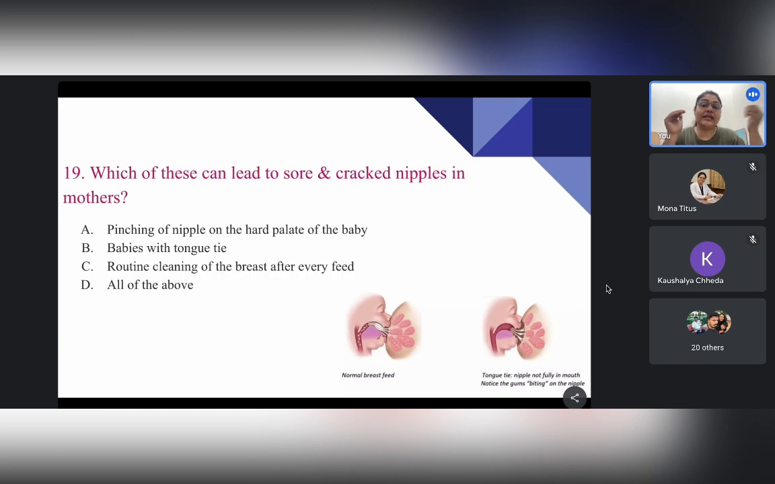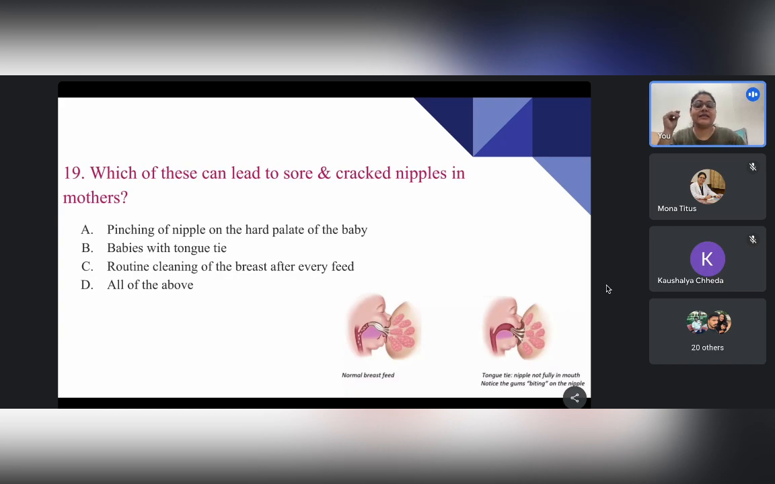And third, routine cleaning of the breast after every feed. There might be people who routinely clean their breast after every feed. This is also not to be done, because it might lead to the formation of dry nipples. So these are very little things, but these are important things which need to be kept in mind, and which need to be propagated to other people who do not know about it, right?